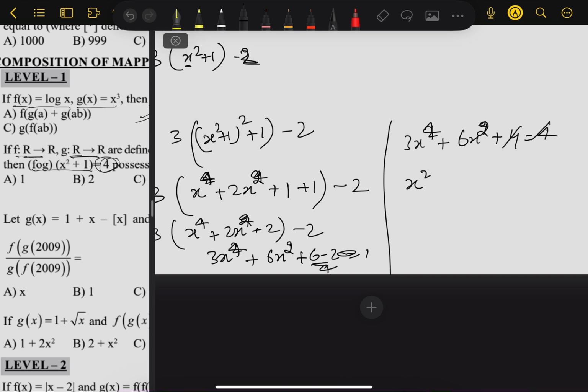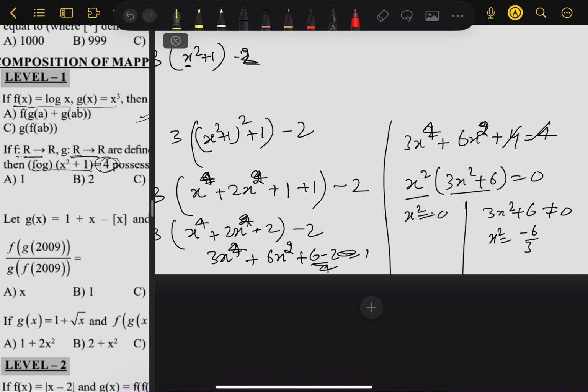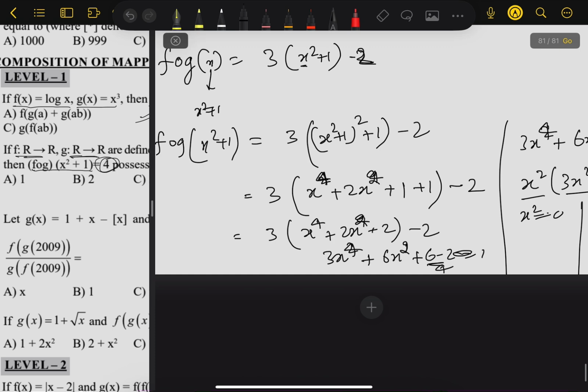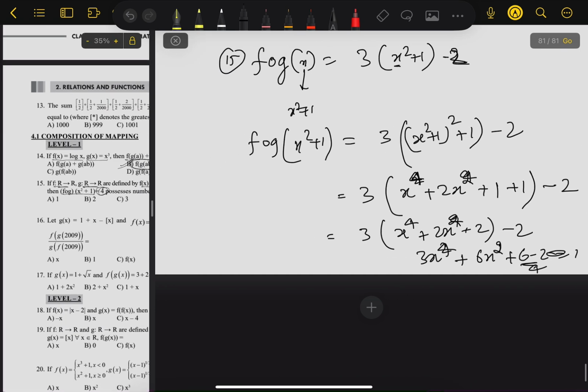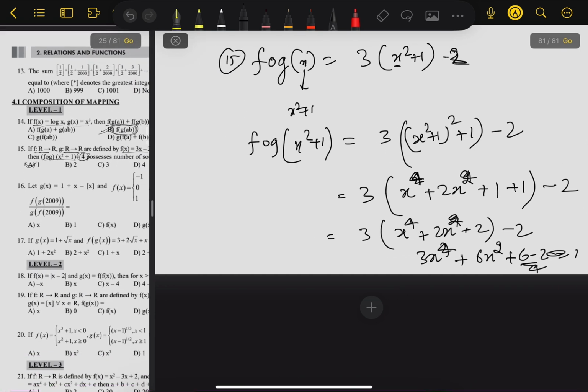You can take x square common. So this is 3x square plus 6 equals to 0. So the product of two numbers is 0. Either first one will be 0 or second one will be 0. So second cannot be 0, right? If you find out here x square, you will get minus 6 upon 3. So x square cannot be negative. So second one is always positive. From first one we are getting one solution. So the number of solutions is 1 here, right?